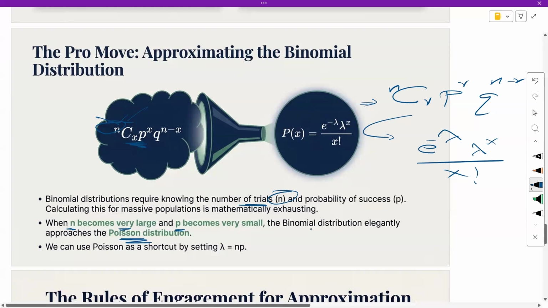So the binomial distribution acts like a Poisson distribution. We can use Poisson as a shortcut by just finding lambda. Lambda means the expectation, np, number of trials times probability of success.